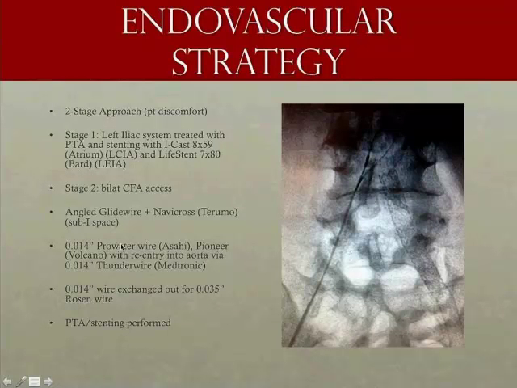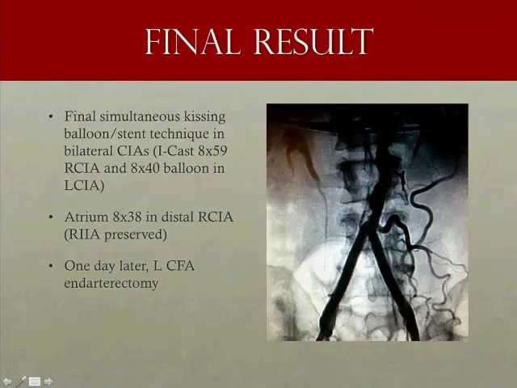What I ended up doing was withdrawing the Glide wire and placing an 014 coronary wire, a Pro-Water wire by Asahi, and then using the Pioneer re-entry device, which is my personal preference for re-entry, mostly because of its ability to use IVUS visualization. I was able to successfully re-enter the abdominal aorta and then passed an 014 Thunder wire into the abdominal aorta in a retrograde fashion in the true lumen space. That was confirmed by the IVUS. The 014 wire was then exchanged for a 035 Rosen wire, and then we proceeded with PTA and stenting.